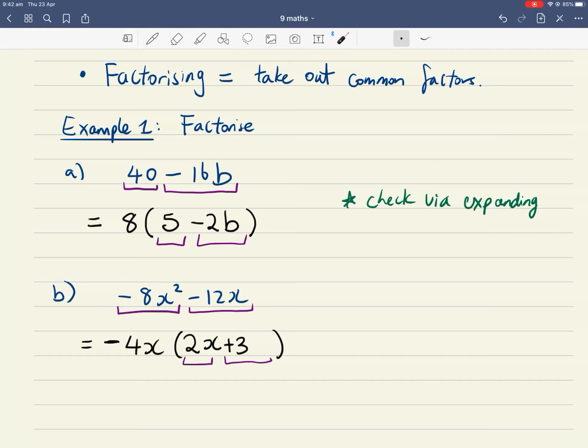So factorizing is looking at the highest common factors. Pull out the highest common factor for both the coefficient number and the variables, the letters. And then inside the bracket is whatever's left over in each of the terms.